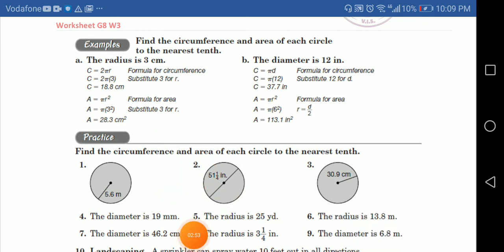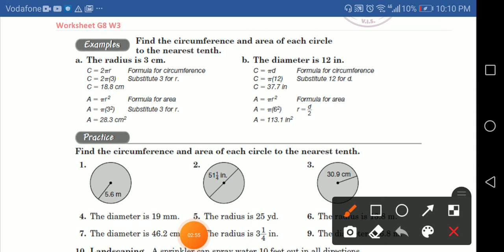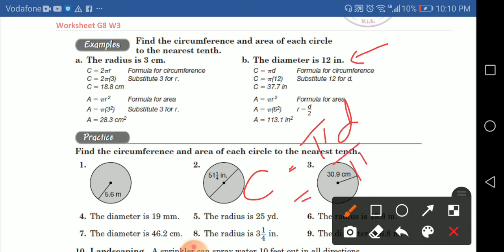Okay, what about this one? He gives me the diameter here, 12. So how can I find the circumference? Pi times the diameter. So pi times what? Times 12. Pi times 12.